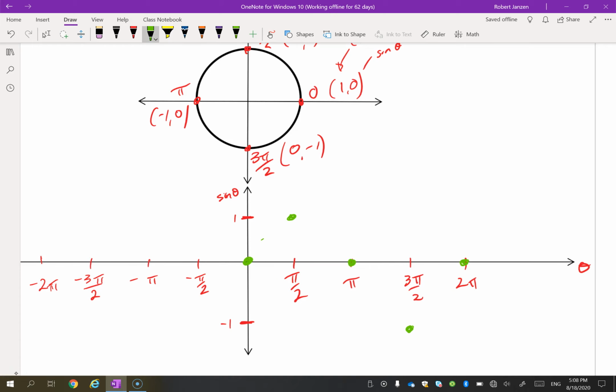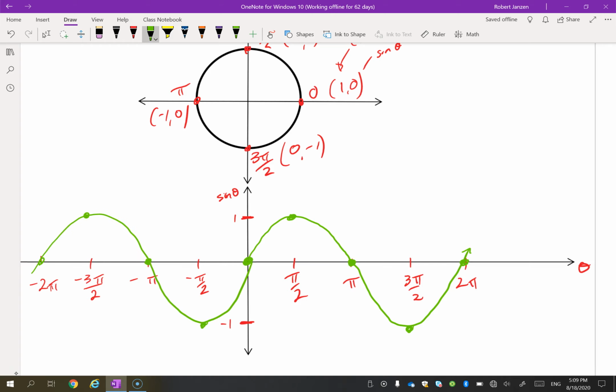Without finding all of those other points, we can draw a curve that looks like this. If we draw a smooth curve, it's going to look something like that. I'm going to put an arrow there because it keeps going. In fact, it also comes into the negative. At negative pi by 2, sine is negative 1. At negative pi, sine is 0. At negative 3 pi over 2, it's 1. And then back to 0. So this graph looks like this, and in fact, it continues on forever in both directions.